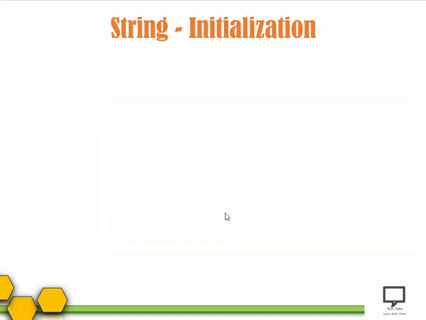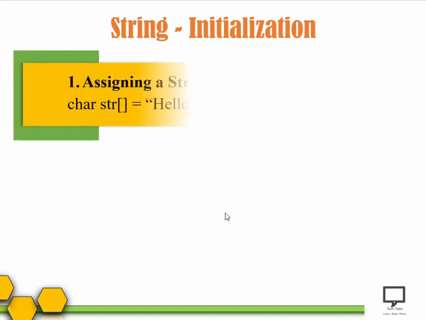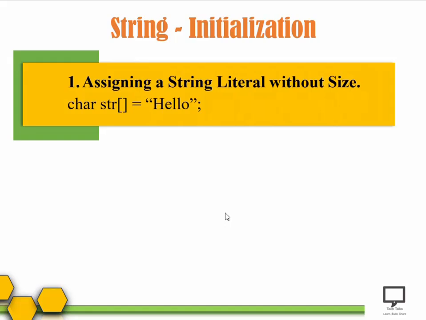So for string initialization, there are three ways with which we can initialize the string, among which let's start with the first one: assigning a string literal without any size. This will also work. In the previous syntax itself, we have seen that its data type is char, the name of the string is str, and the subscript will hold the size. But it's not mandatory. If we are going to assign some string to a string type variable and the size is not given, that will also be okay.